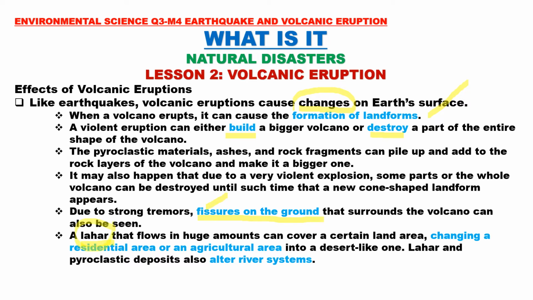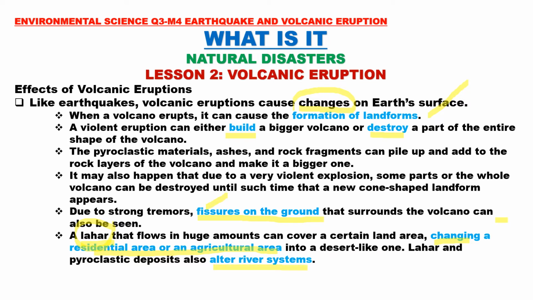So, lahar is a mud flow, and ang effect nito, it can change a residential area or an agricultural area into a desert-like one. So, nagiging parang maladesyerto yung dating residential area or isang agricultural area because of lahar. So, lahar and pyroclastic deposits also alter river systems.